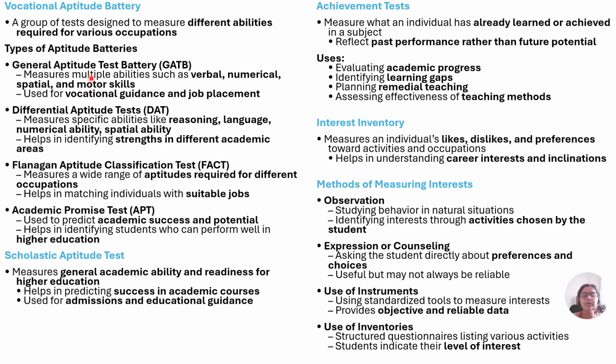What are the types of aptitude batteries? General Aptitude Test Battery, that is GATB. They measure multiple abilities such as verbal, numerical, spatial and motor skills, used for vocational guidance and job placements. The next one is the Differential Aptitude Test, DAT. They measure specific abilities like reasoning, language, numerical ability, and spatial ability. They help in identifying strengths in different academic areas.